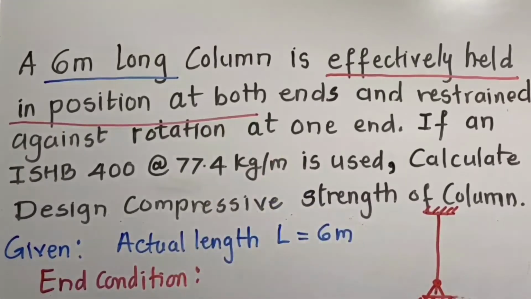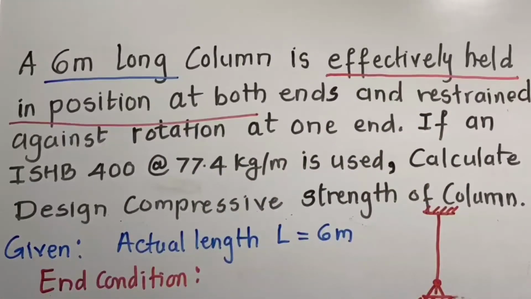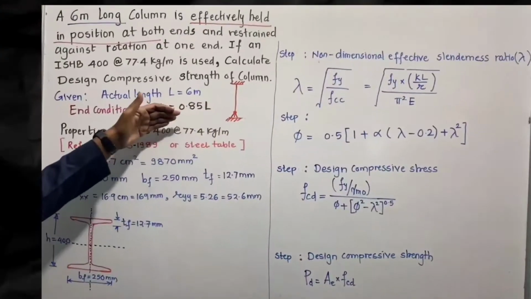Based on this data, we will calculate the effective length of the given section from Table number 11, page number 44 of our IS 800. We'll go for the next.